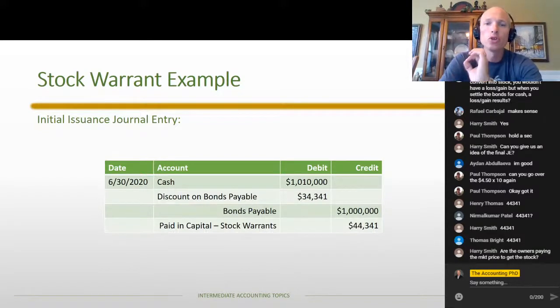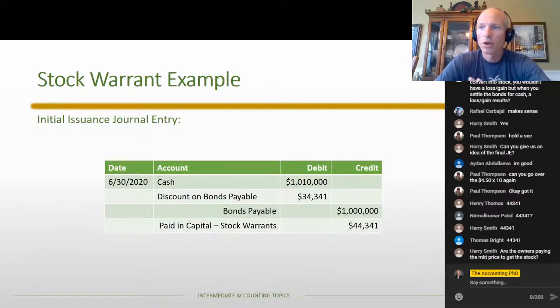I will say, Harry, usually, not always, usually the exercise price on the stock warrant is the market price on that day. And so that's usually going to be that price. The strike price is going to be the market price on the day that the stock warrant is issued. Not always, but usually. So just be aware of that.